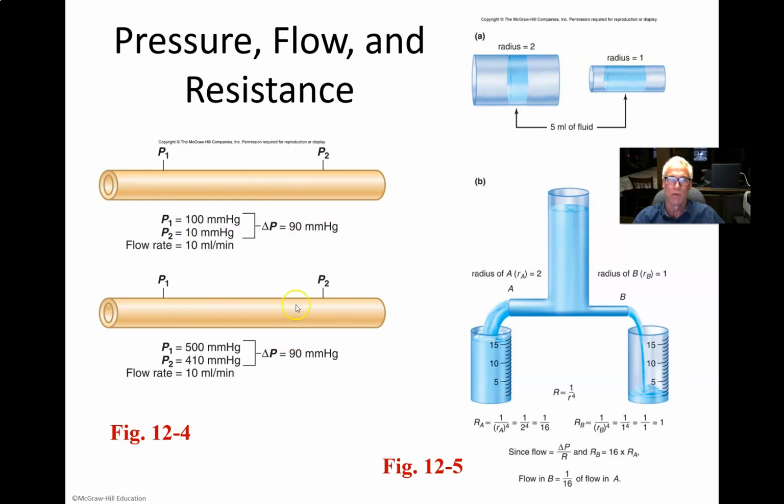This is the purpose of this left-hand diagram, to show you that it's the difference in pressure, not the absolute pressure, that drives flow. So in the top illustration, we have a P1 pressure of 100 millimeters of mercury versus P2 of 10. We have a 90 millimeter of mercury pressure difference. That's what's moving blood through that pipe. Down here we have 500 millimeters of mercury partial pressure at one end, 410 at the other end. That sounds crazy. It's like a lot of pressure. But the difference is still 90 millimeters of mercury. The same exact flow rate would result.